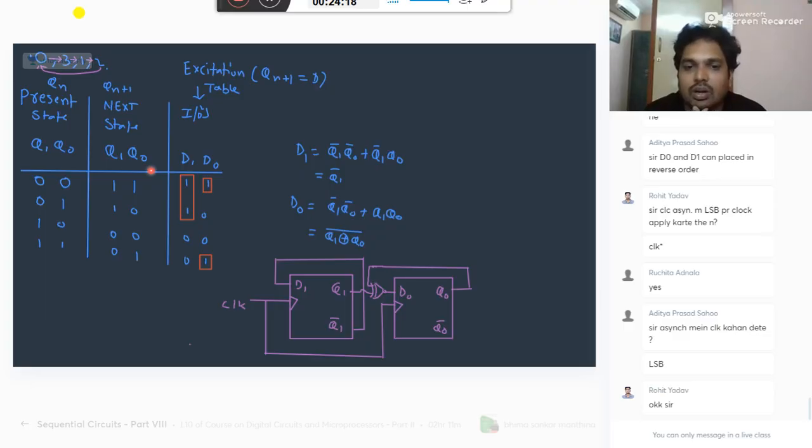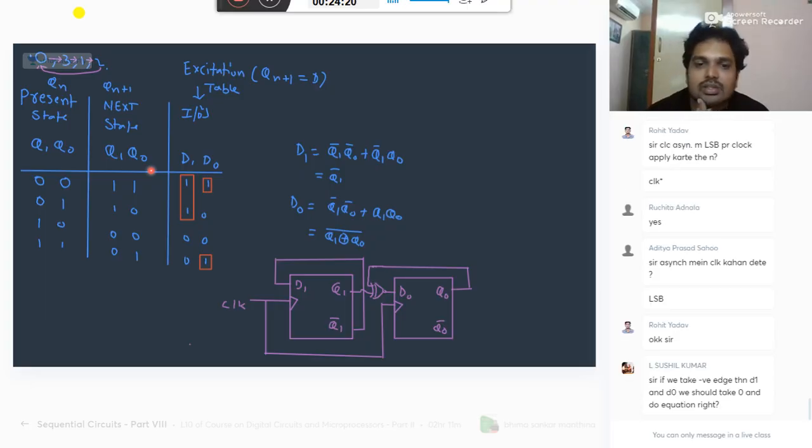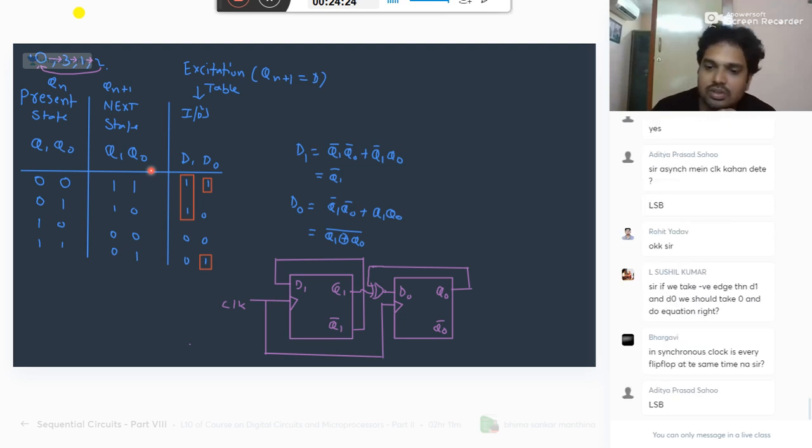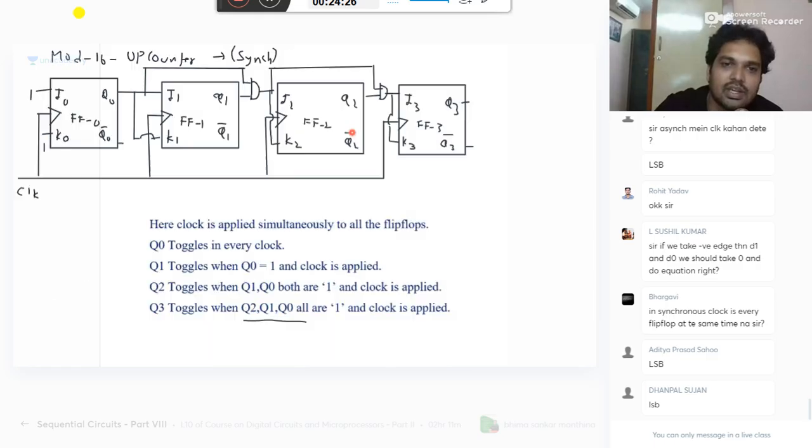Wherever you apply the clock in the asynchronous, that is what we call the LSB. Shall I show you the asynchronous figure again?